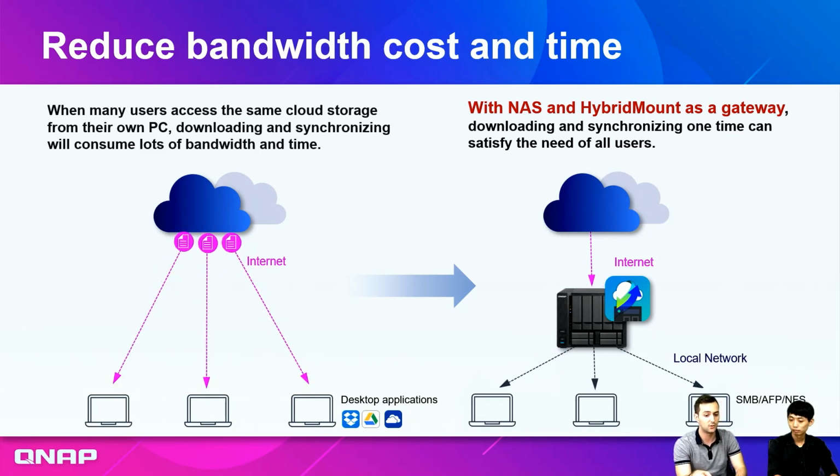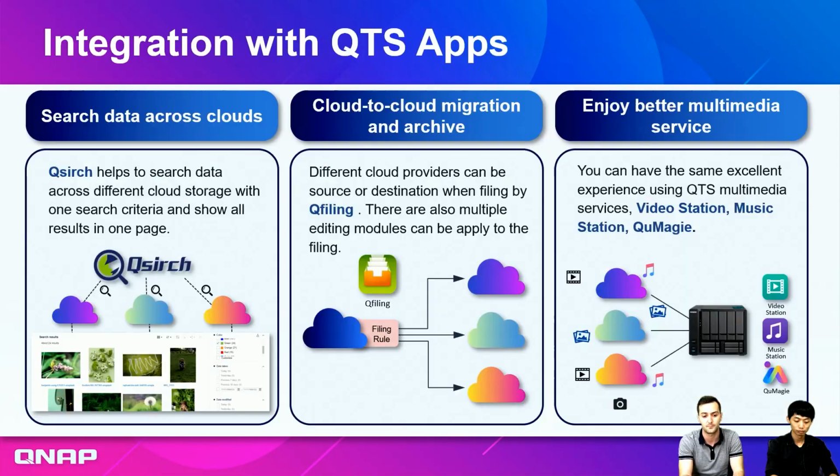This also reduces the bandwidth cost because it is based on requests. On the left-hand side we are doing 3 different requests, which means you probably have to pay 3 times more than on the other one, where you pay only once because it's one request, and then distribute it to other devices through the gateway, which is the QNAP NAS, with the HybridMount integration in the cloud with the cloud service provider.